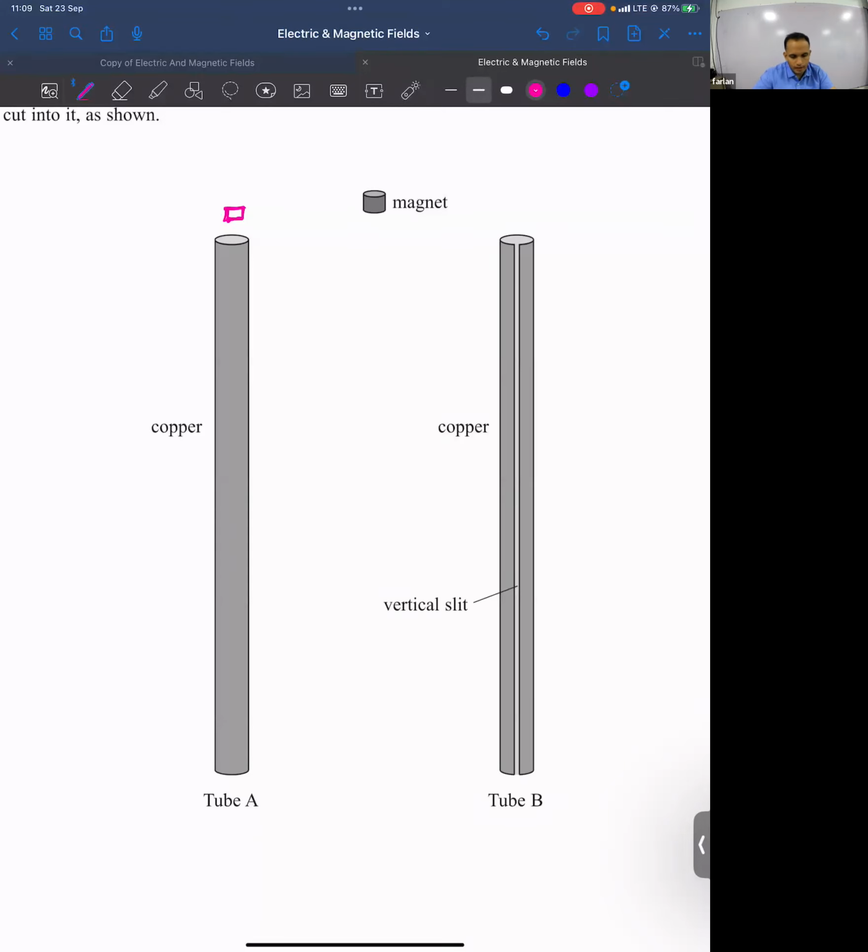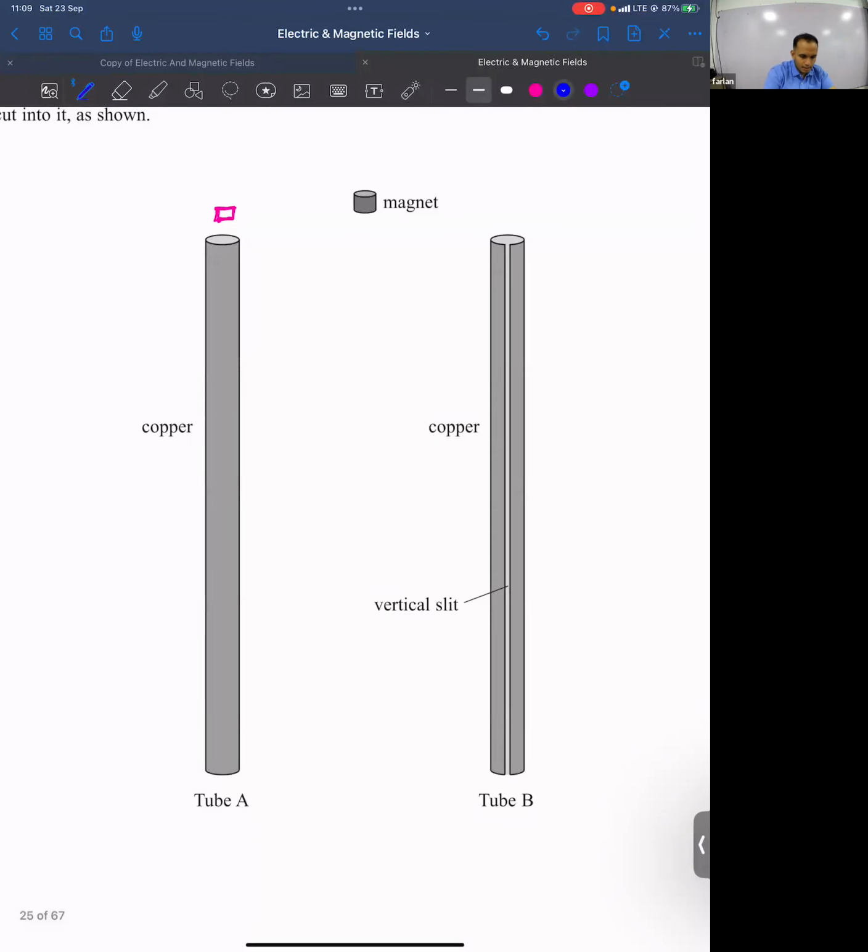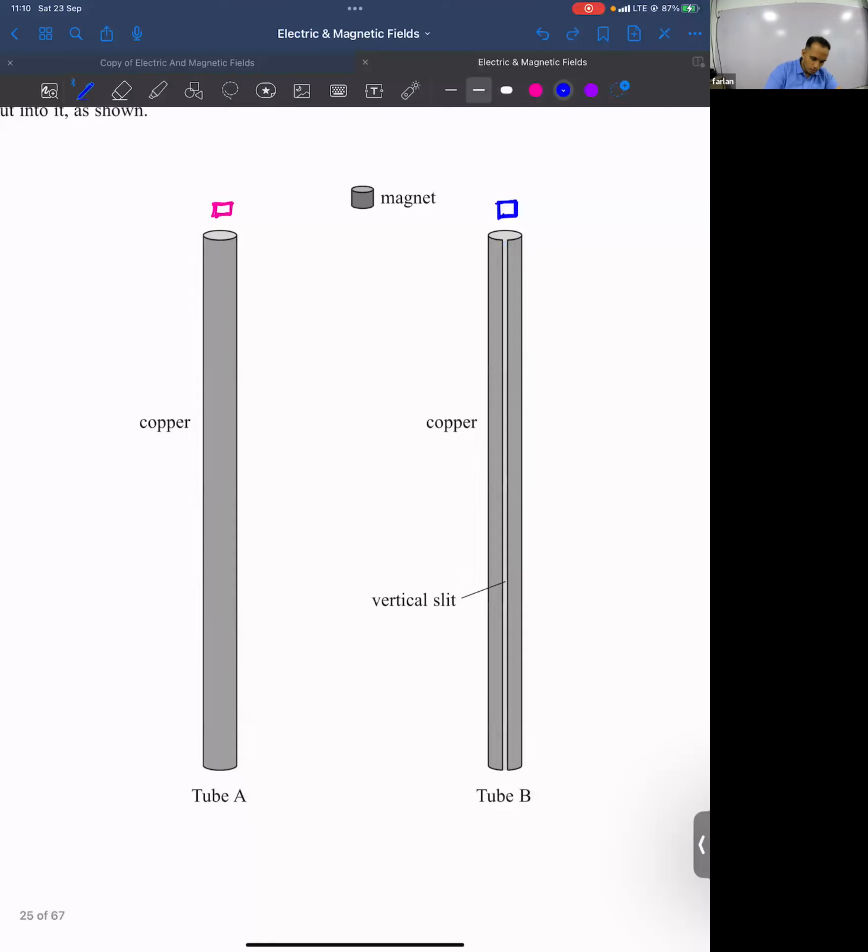Agree? Fine. Now that same magnet, we make it pass through another copper tube, which is identical to tube A. But the only difference is, here there's a slit. There's a cut in the tube. Now tell me, if the time taken for the magnet to fall through this is TA, and the time taken for the magnet to fall through this is TB, which will be greater? TA is greater. Is it? Reason?